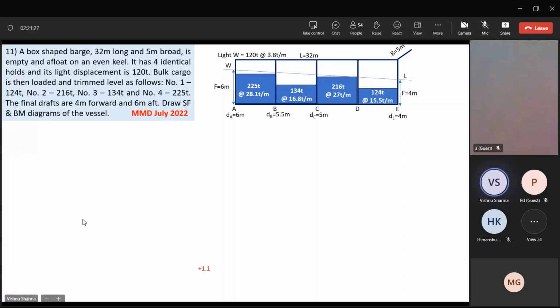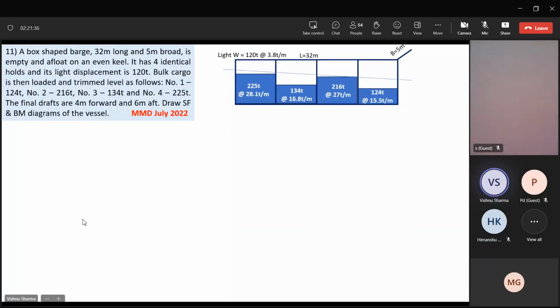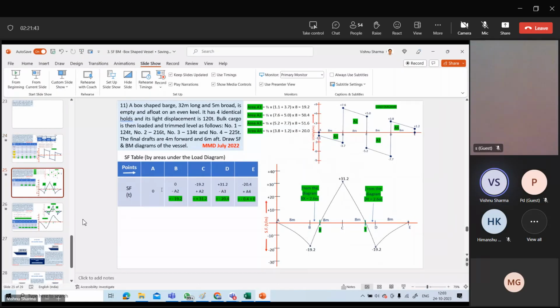Okay, let me just remove this 1.1. Why it's coming here, I don't know. Must have been doing something. And one more change was to be made. I think here it was to be made. It was to be A1.